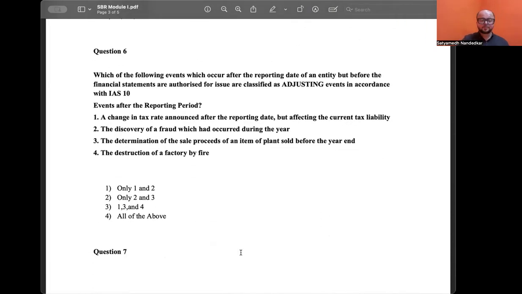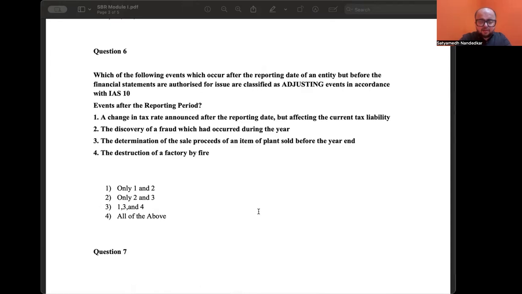Looking at the next one: which of the following events which occur after the reporting date of an entity but before the financial statements are authorized for issue are classified as adjusting events in accordance with IAS 10? Okay. Adjusting events, which means conditions existed on the balance sheet date which only got confirmed through an event which took place after the balance sheet date. A change in tax rate announced after the reporting date but affecting the current tax liability, the discovery of a fraud which has occurred during the year, the determination of the sale proceeds of an item of plant sold before the year end, and the destruction of the factory by fire.